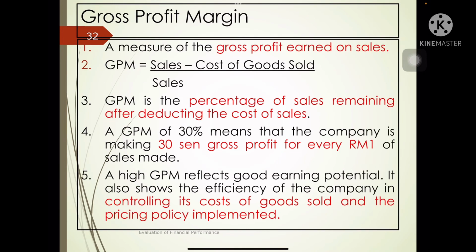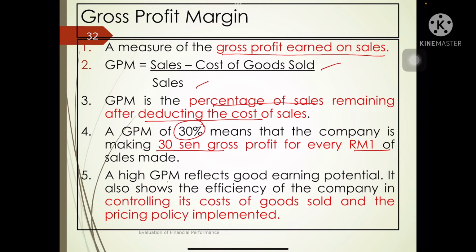All right, gross profit margin, we are going to measure the gross profit earned on sales. So our formula will be sales minus cost of goods sold, and then we divide by sales. Gross profit margin is actually the percentage of sales remaining after deducting the cost of sales. So if the answer is 30%, it means that the company is making 30 cent gross profit for every 1 ringgit of sales made. So 30% means that 30 cent of 1 ringgit is actually gross profit.